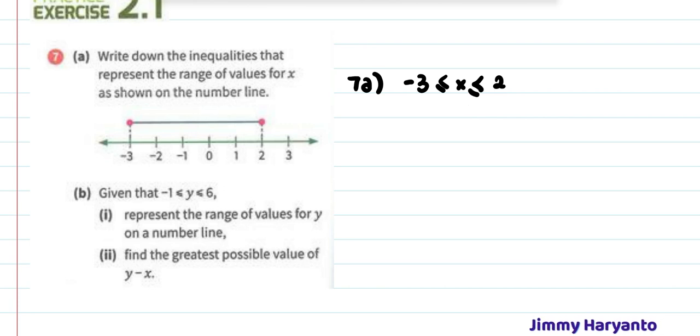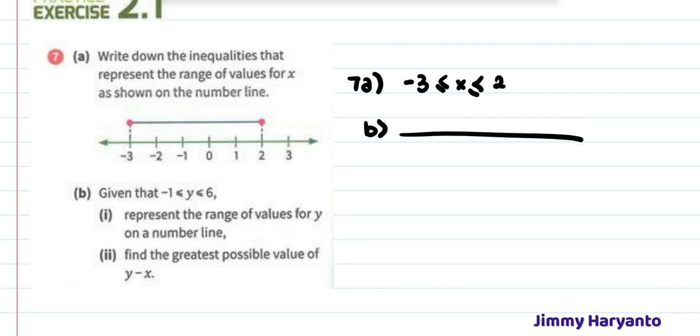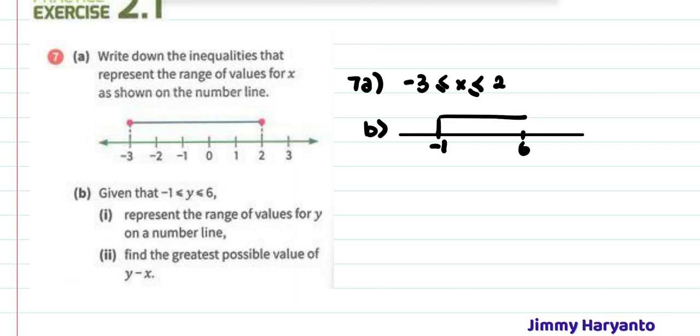And then for the B, we have to represent on the number line. That means a number line like this. -1 is right here, 6 is right there, y is in between, and then it has an equal sign. That means a colored dot like that. This is for the I.